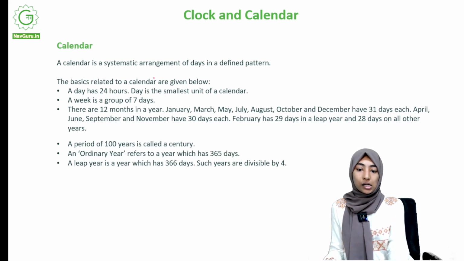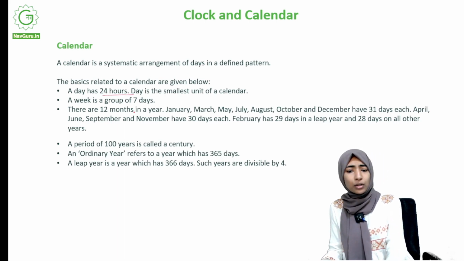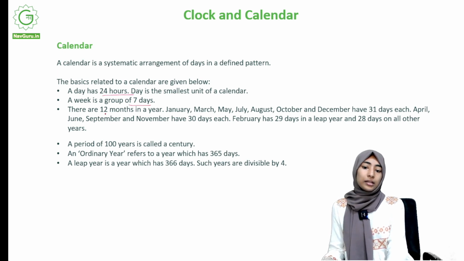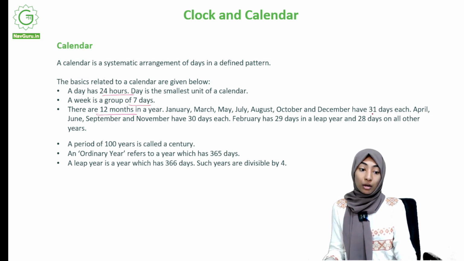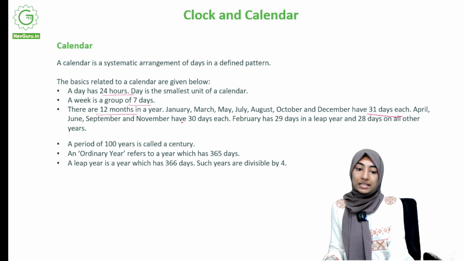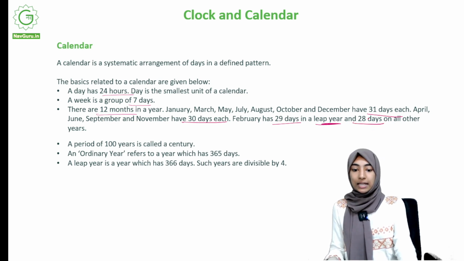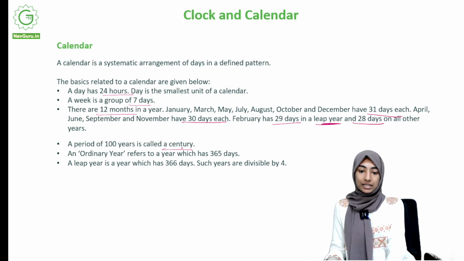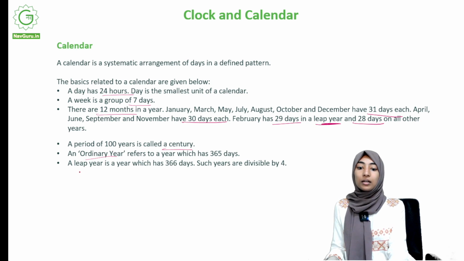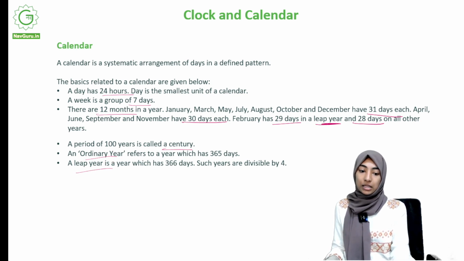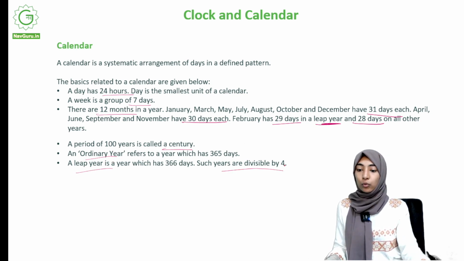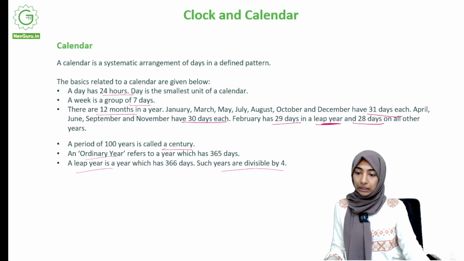So basics: a day has 24 hours, a week has 7 days. There are the months in a year, which months have 31 days, and which months have 30 days. February has 29 days in a leap year and 28 days in all other years. And what a century is, and what we mean by an ordinary year and a leap year. And that leap years are divisible by 4. That's what we had under calendar.